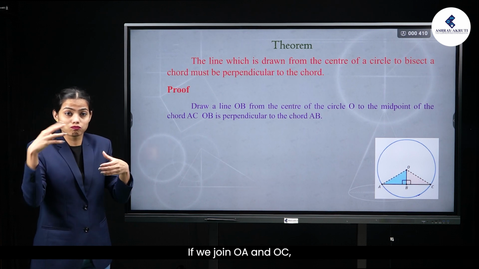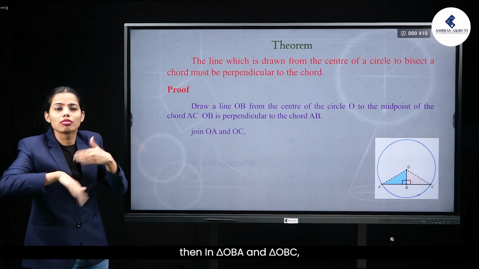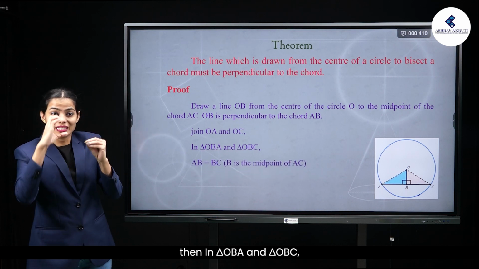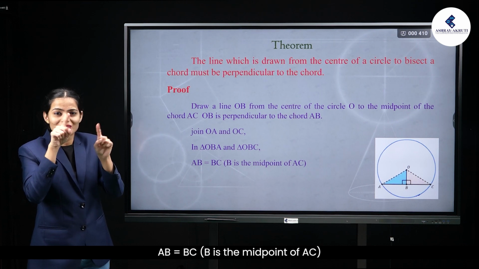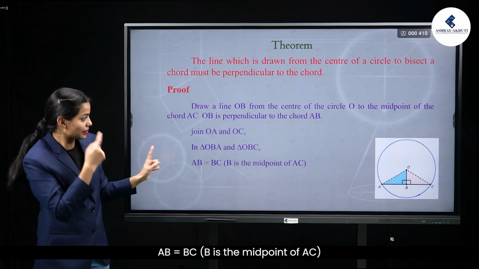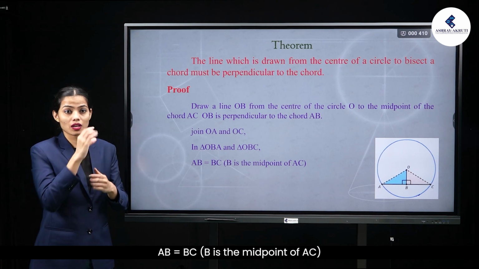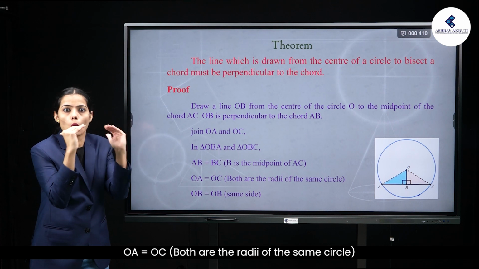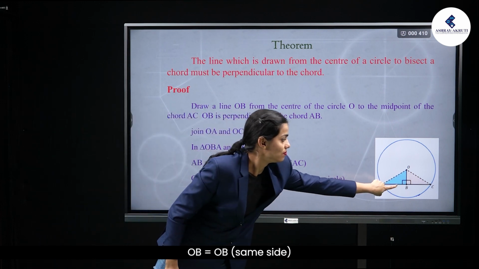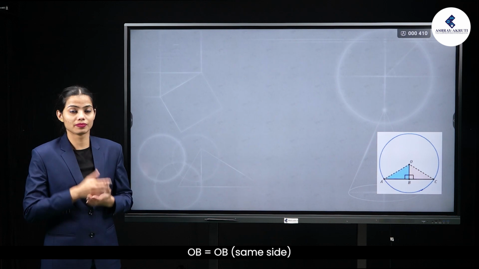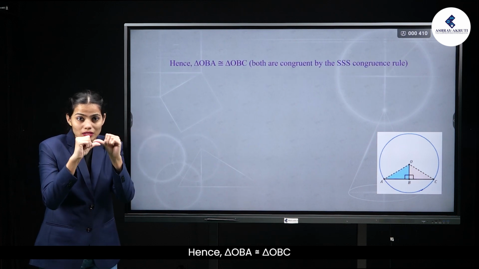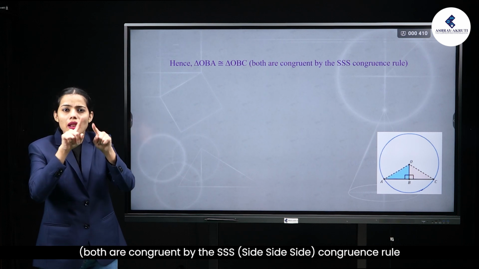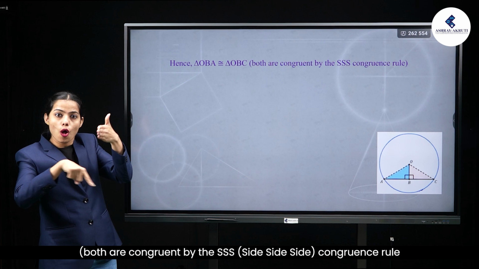If we join OA and OC, then in triangle OBA and triangle OBC, AB is equal to BC, B is the midpoint of AC. OA is equal to OC, both are the radii of the same circle. OB is equal to OB, same side. Hence, triangle OBA is congruent to triangle OBC by the SSS congruence rule.